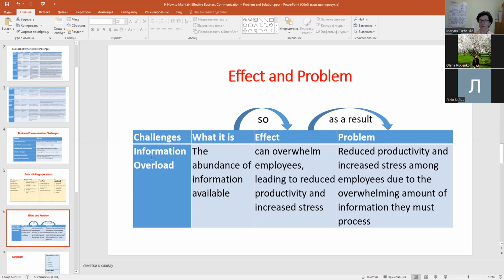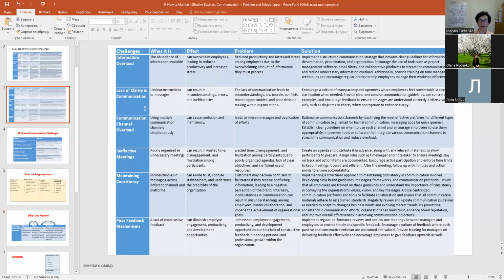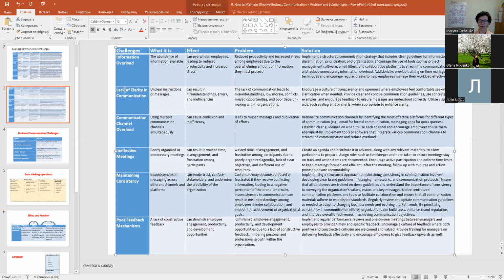You see that information overload is the abundance of information available. It can overwhelm employees, leading to reduced productivity and stress. And as a result, this stress may hamper the process. Yeah? So the process may become less effective. So let's talk about the lack of clarity.